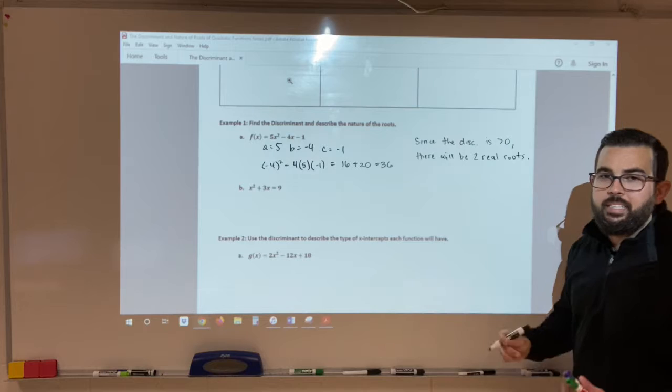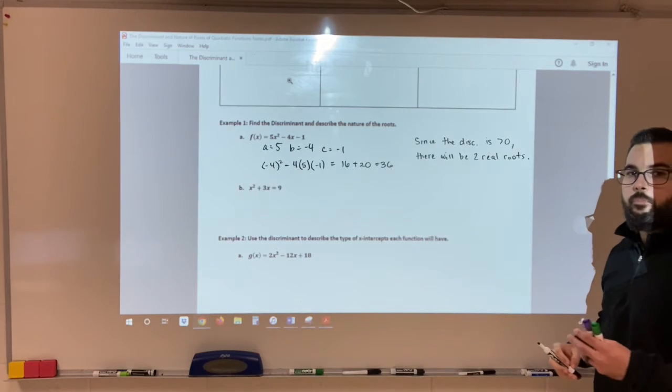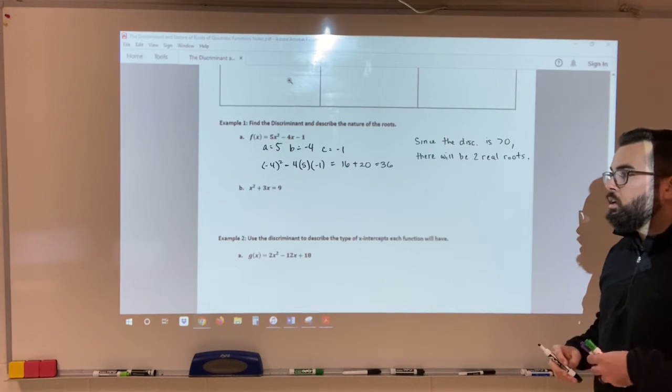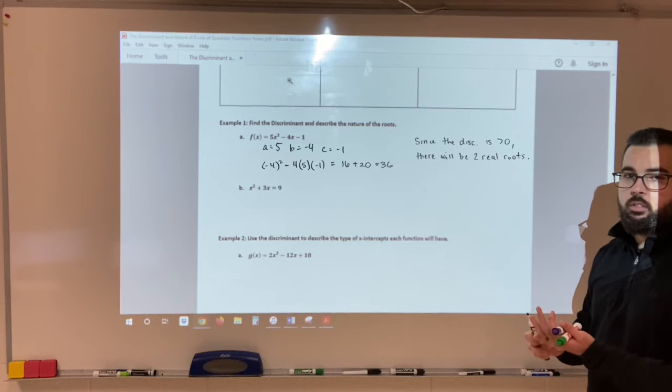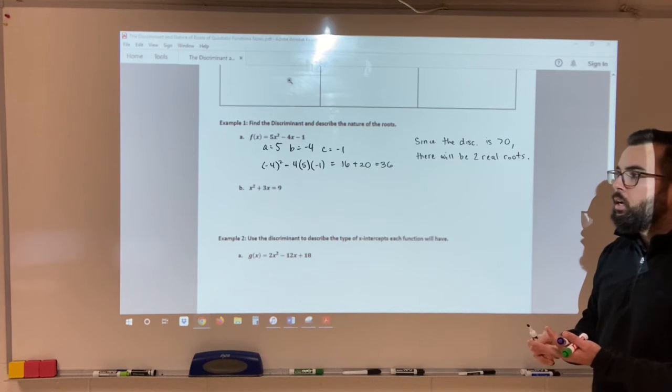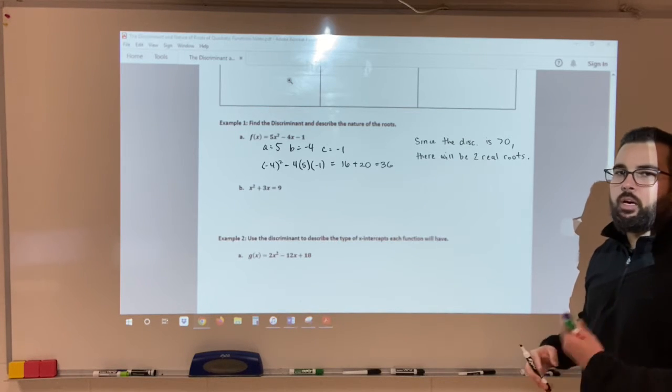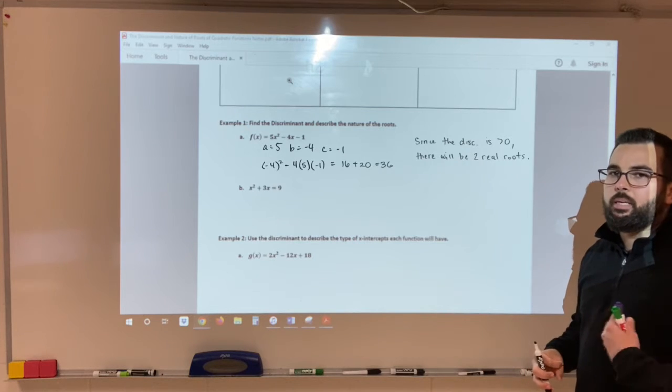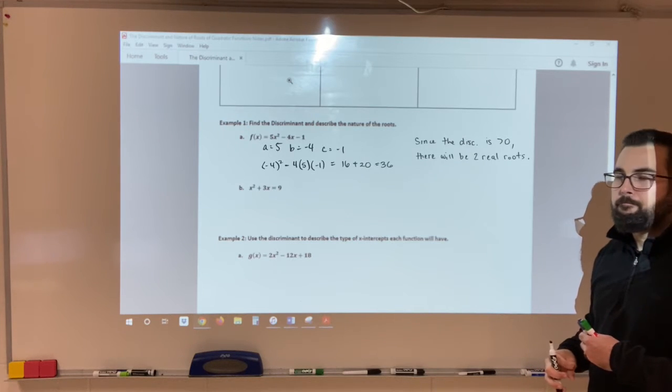Okay, the discriminant doesn't tell us what the roots are. If we wanted to find the roots, we'd either have to use factoring or the quadratic formula, but it just tells us about what type of numbers they're going to be. That's what the discriminant does for us. Okay?